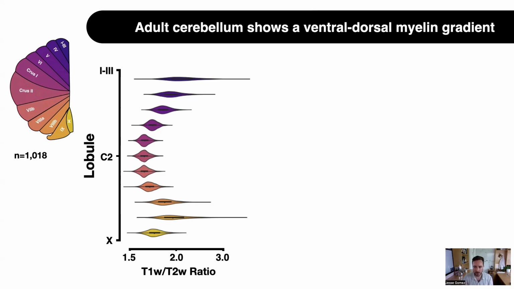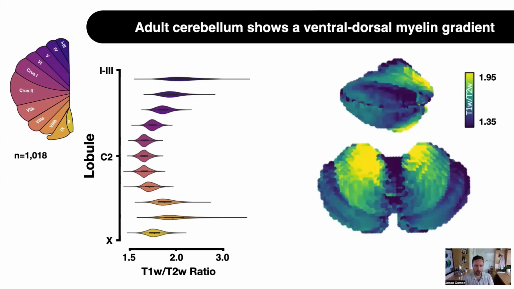with anterior sensory lobules showing higher T1, T2 ratios, suggesting more myelin compared to posterior cognitive lobules. And you can appreciate that visually here in a 3D rendition of the cerebellum. So to see what proteins were potentially contributing to this MRI-based metric, we performed proteomics.